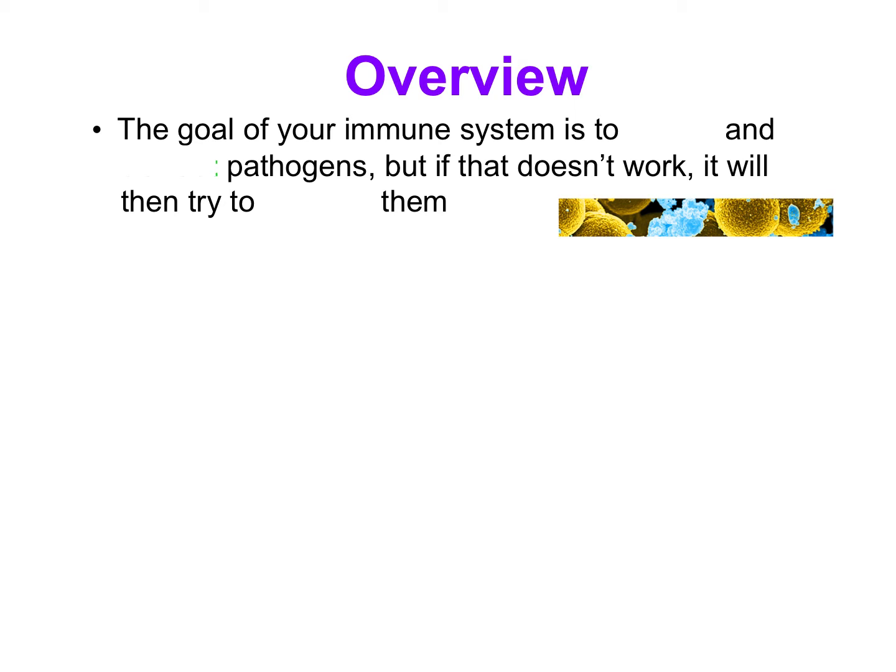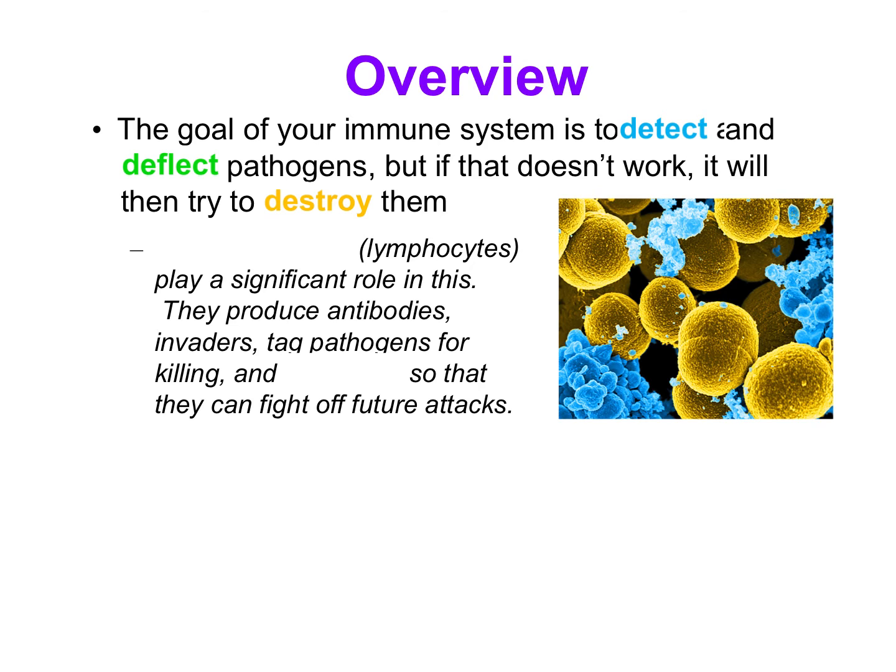If we look at the overview of the immune system, the goal is always for your immune system to detect and to deflect pathogens. If this doesn't work, it will then try to destroy them, but we would rather not get to this point and keep them from happening in the first place. If we get to this destroy point, we need to fight against those pathogens. We will specifically use our white blood cells, and the fancy term for these is lymphocytes, and they play a significant role in this fighting off process.